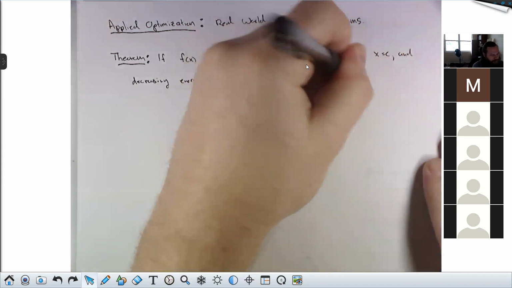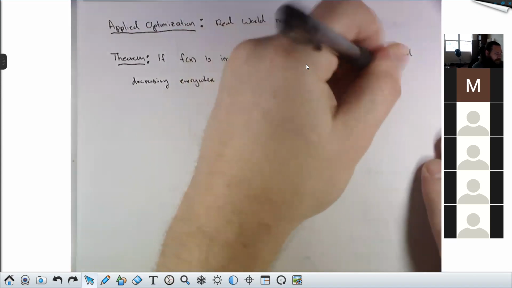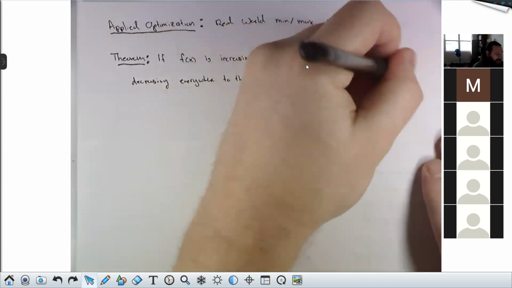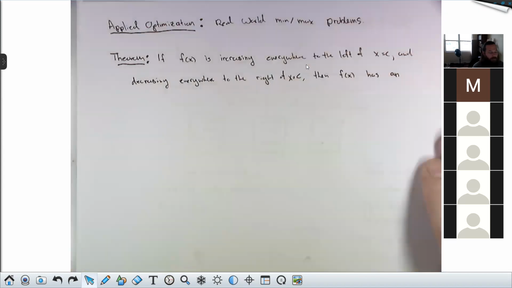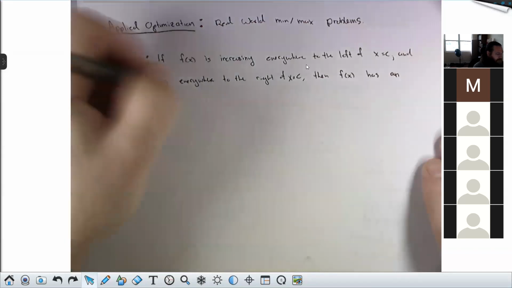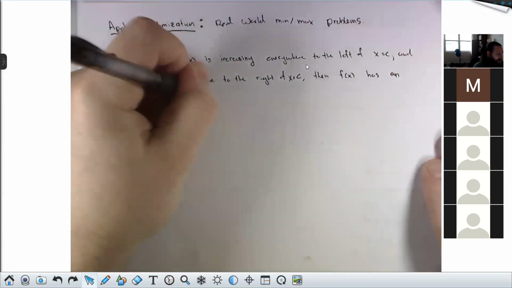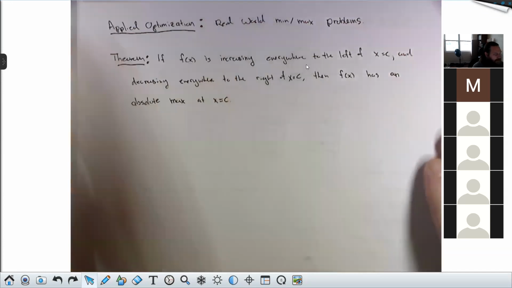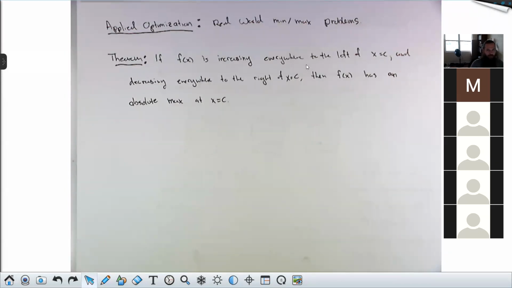Then f of x, but don't write that down yet, has an absolute max at x equals c. And the keyword to getting absolute out of this instead of just local is the word everywhere. So if your function is increasing, increasing, increasing, decreasing, decreasing, decreasing, and never does anything else, then that local max must also be absolute.